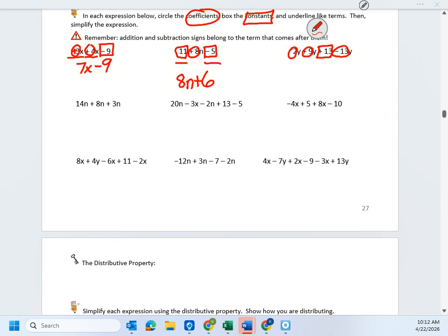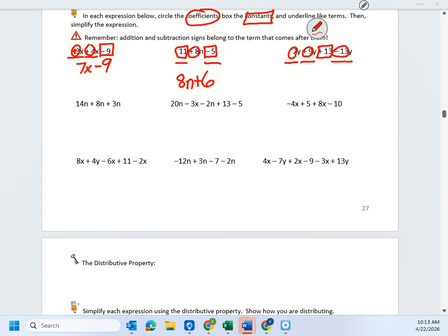Okay. So, what are my like terms? What are the like terms in this? What can I combine, Colton? 2y, 9y, and negative 13y. So what does that become?